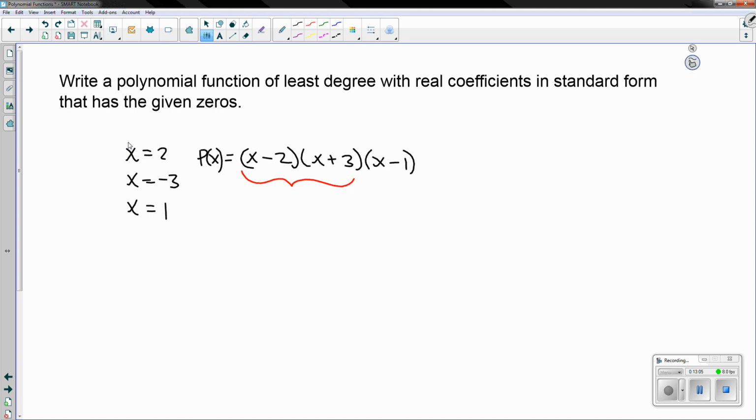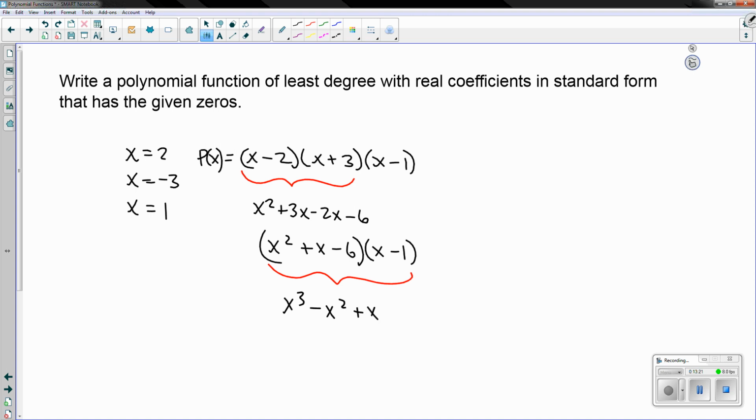So that first double distribution, x squared plus 3x minus 2x minus 6, combining like terms, now we take that and multiply by x minus 1. So only 2 things at a time. Distribute the x squared, x cubed minus x squared plus x squared minus x, minus 6x plus 6. Just double checking that. That looks good. So x cubed, these actually cancel in this case, minus 7x plus 6. This is the polynomial that has those 3 zeros.